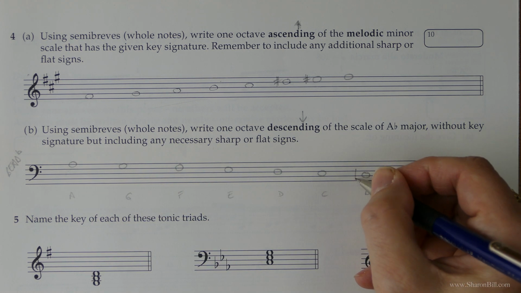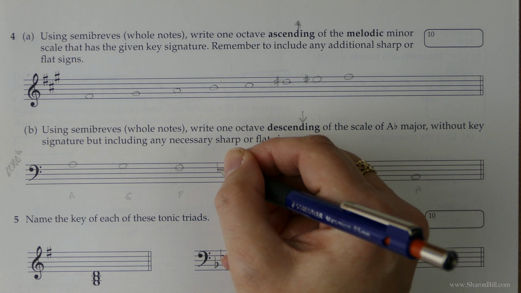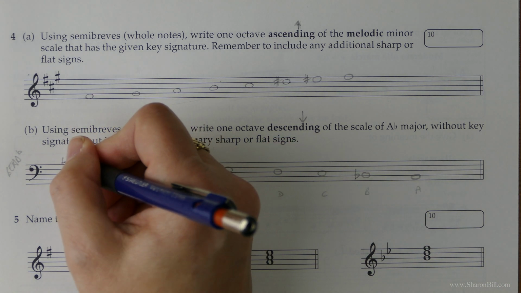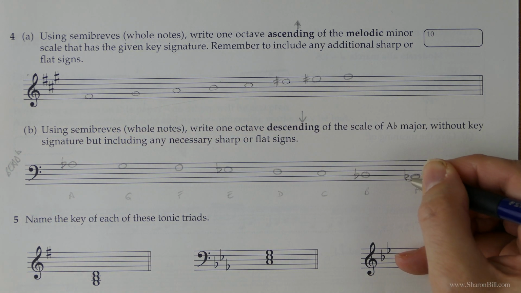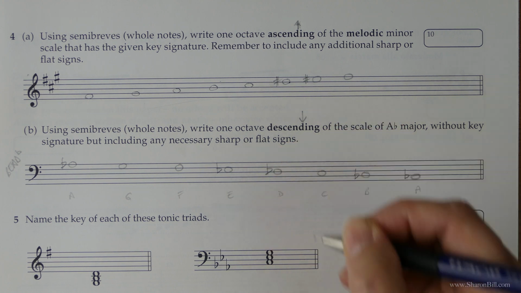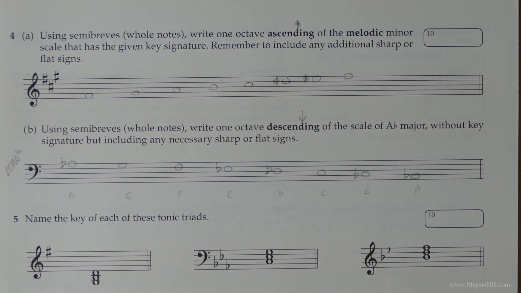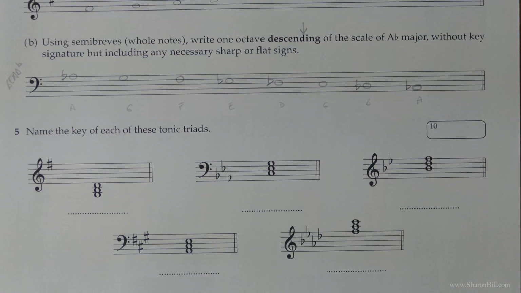So B flats, E flats. Now A flats will come twice because we begin and we end on that. And then D flats. And then because that's a major key, that's it, nothing else to add. Let's move on to the next question.